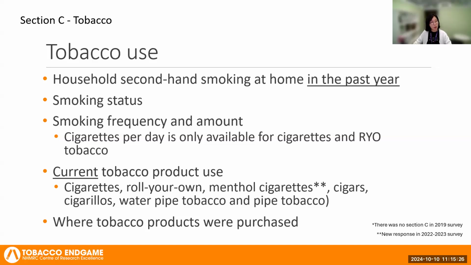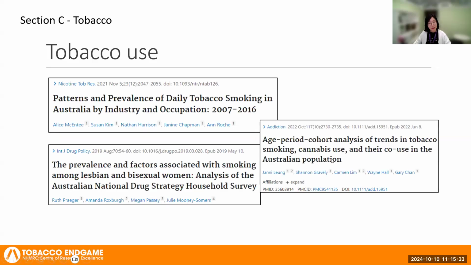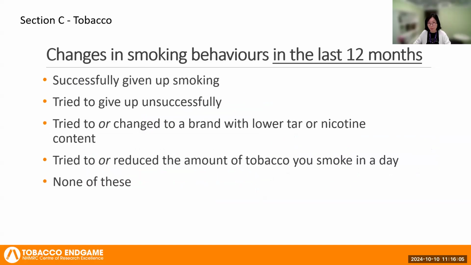They also asked where participants actually purchased tobacco products from. I found several published papers that use these variables, examining daily tobacco smoking patterns and prevalence by industry and occupation. Since there is a gender variable included in the NDSHS, some studies also explored smoking prevalence and related factors based on gender. Additionally, there are many questions related to other drug use, allowing for research on co-use with cigarettes as well. Since the survey collects data cross-sectionally, they ask about changes in smoking behavior over the past 12 months.